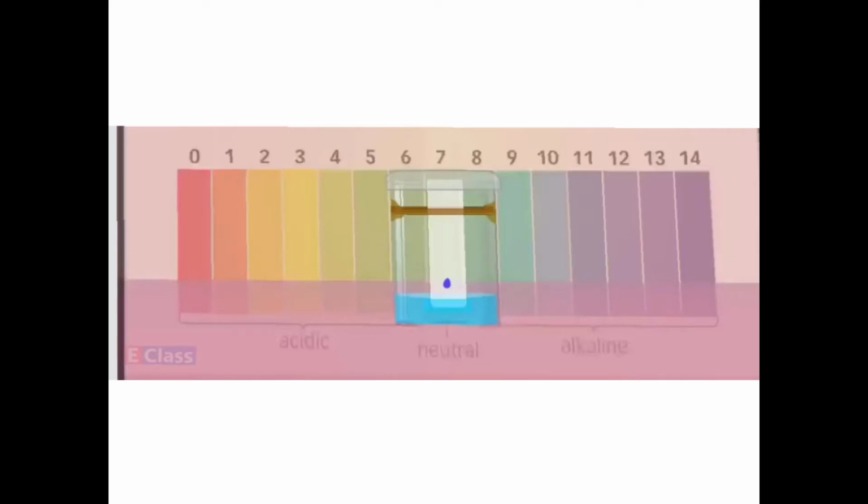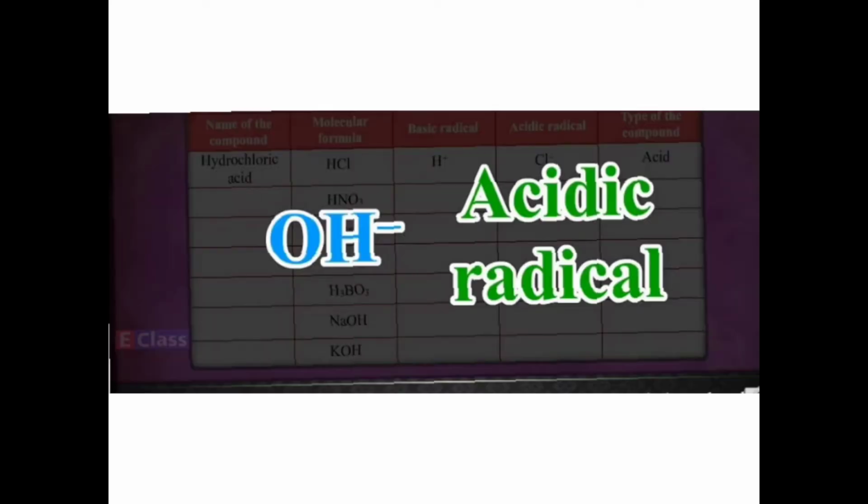We are going to study different indicators this year. Universal indicator is the main one, which ranges from 0 to 14, which measures the pH of the given solution. So here are some of the colors which will be visible when you use the universal indicator.